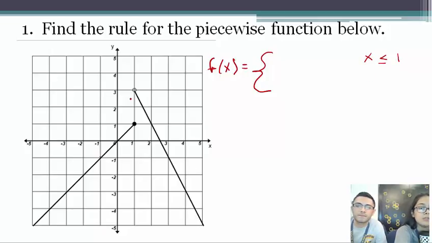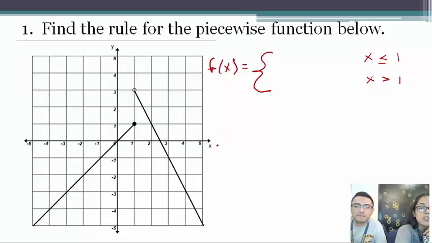When you look at the line on the right side though, it includes all of the numbers on the right side of 1. So they can be greater than 1. So you write x is greater than 1. Okay, now that we got that out of the way, we have to write equations. So let's go back to the left side. There you go, that line.